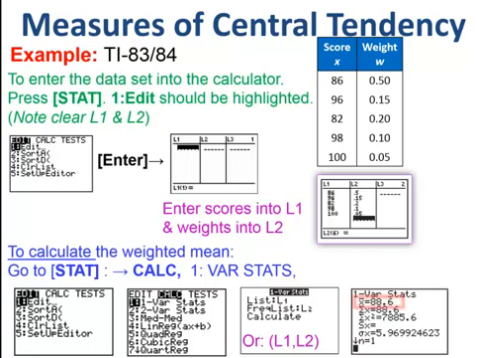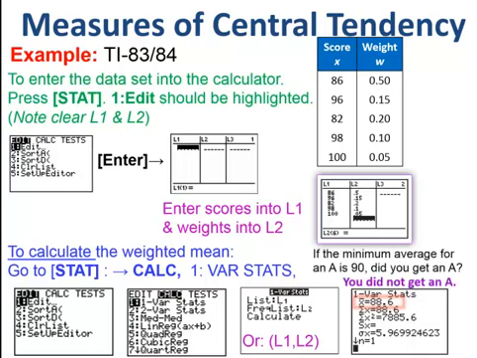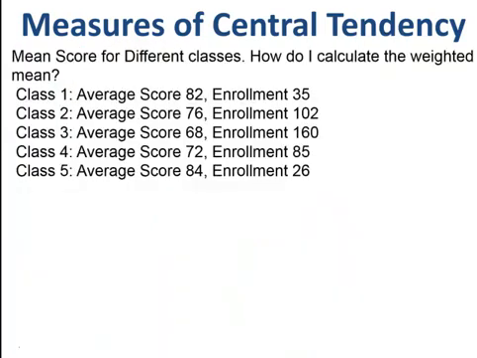Then you'll hit enter, and once you hit enter, you'll see that you'll have the X bar, and in this case we get 88.6 as the mean for this grade. And to answer that question, did we get an A? We did not get the A because it's not a 90 or above. Pause and try.